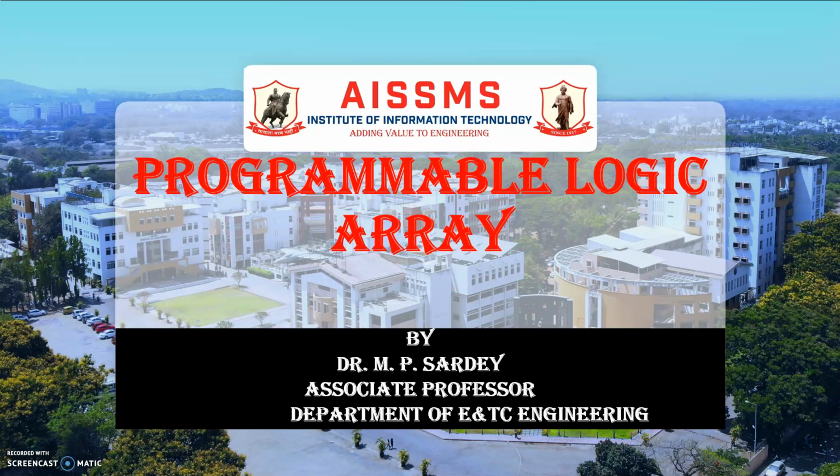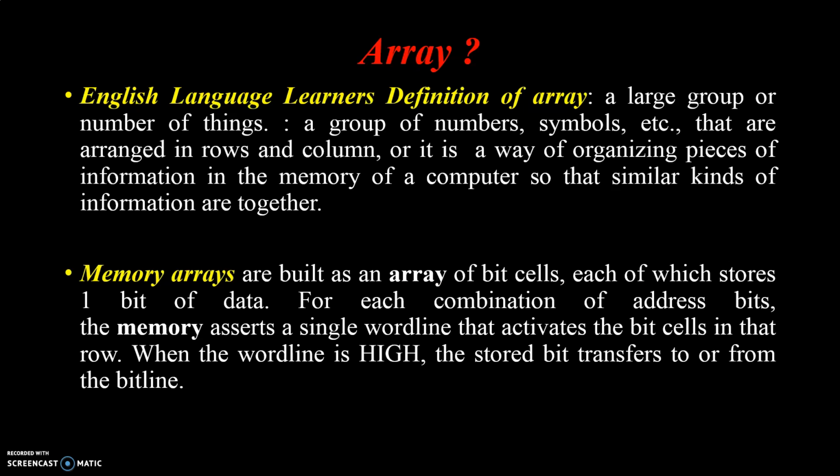Welcome you all. This video is about to understand what is meant by programmable logic array. Let us understand the meaning of array first. English language learner definition of array: it is a large group or number of things, a group of numbers, symbols, etc. that are arranged in rows and columns, or it is a way of organizing pieces of information in the memory of a computer so that similar kinds of information are together.